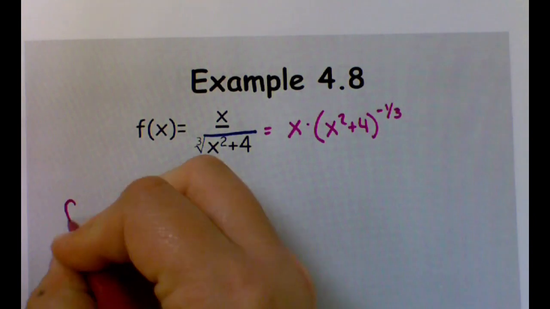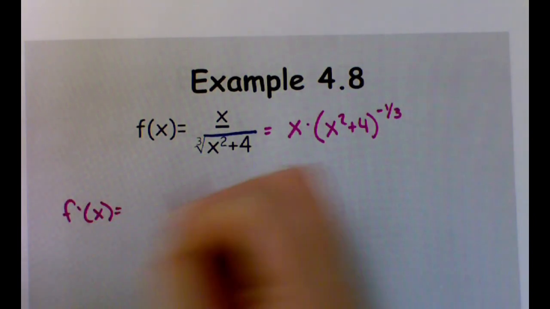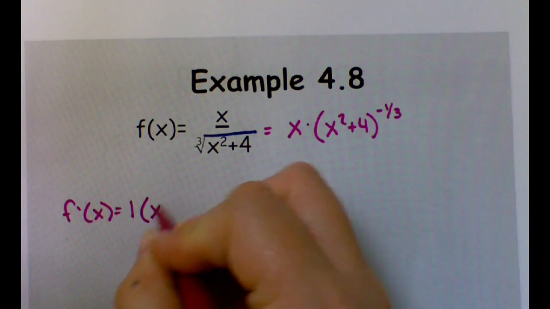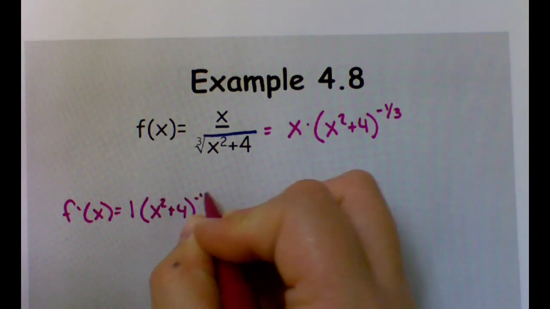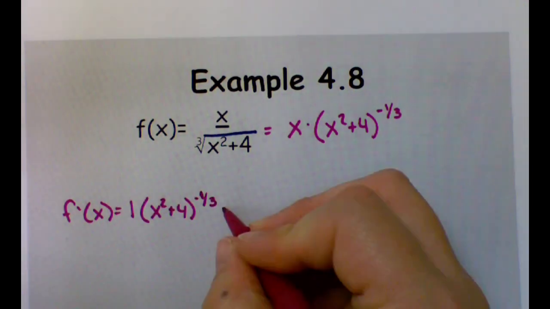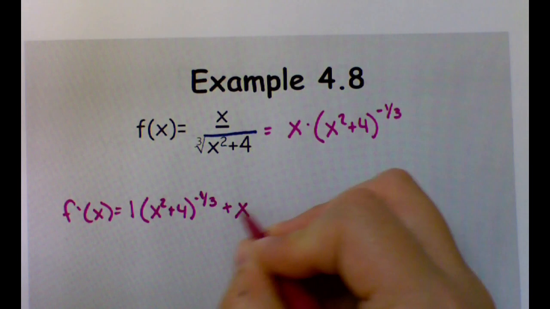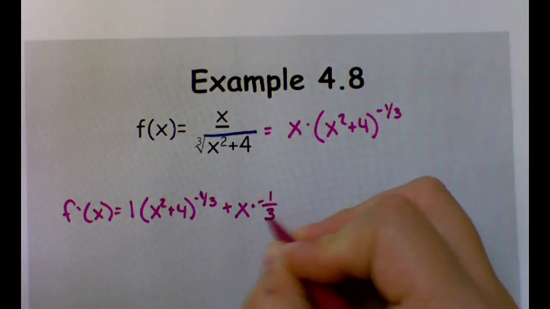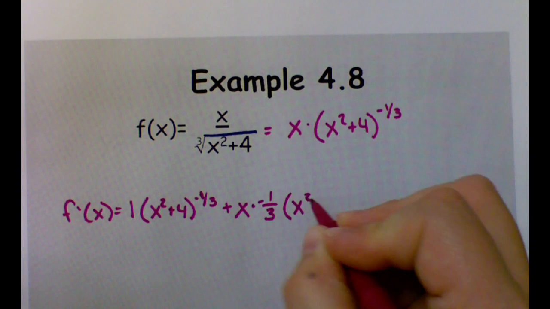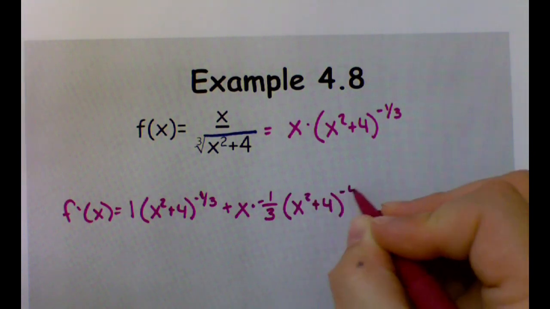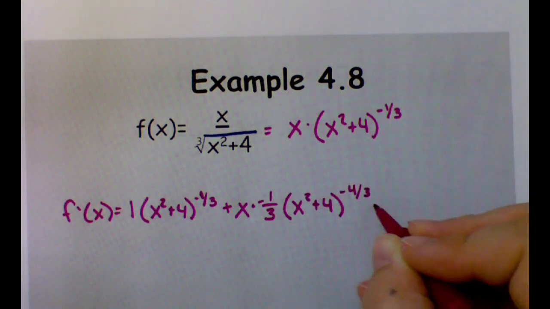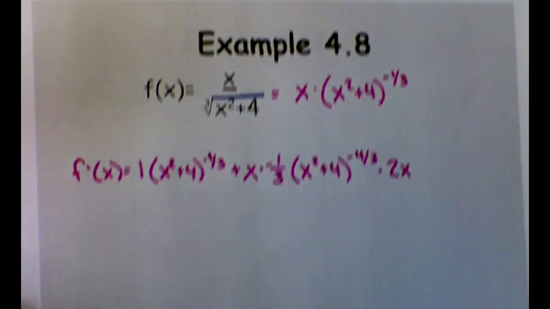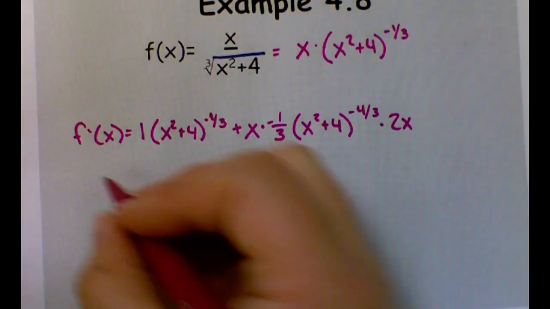So to get my derivative, I take the derivative of the first piece, which is 1, times the second piece unchanged, plus the first piece unchanged, times the derivative of the second piece. So I bring down my negative 1/3. I subtract 1 from my power, which makes it negative 4/3, times the derivative of the inside, which is 2x. And now I just start simplifying.